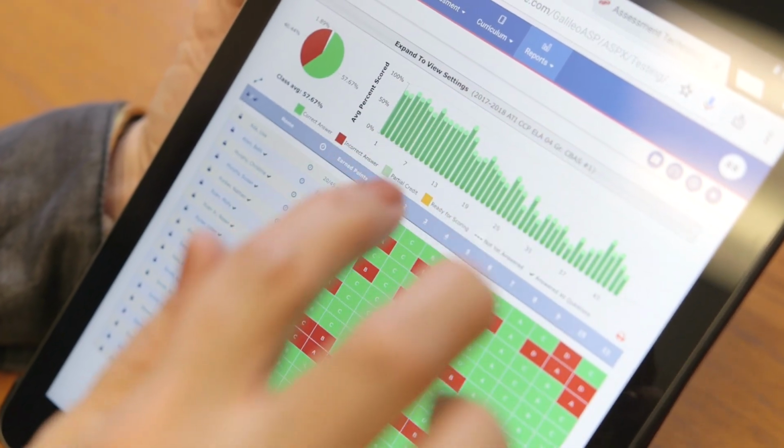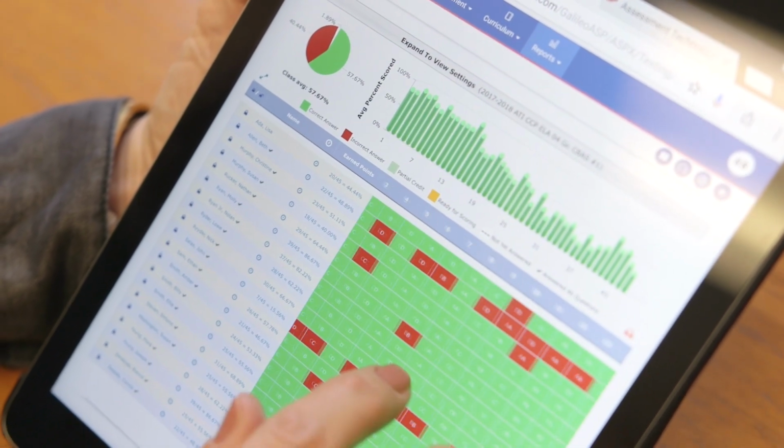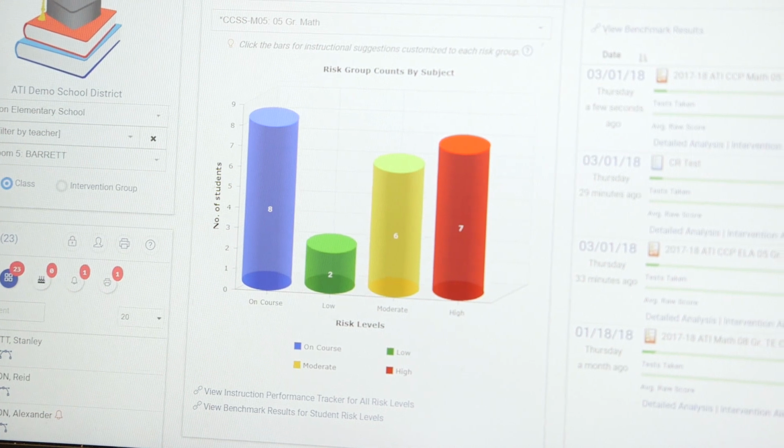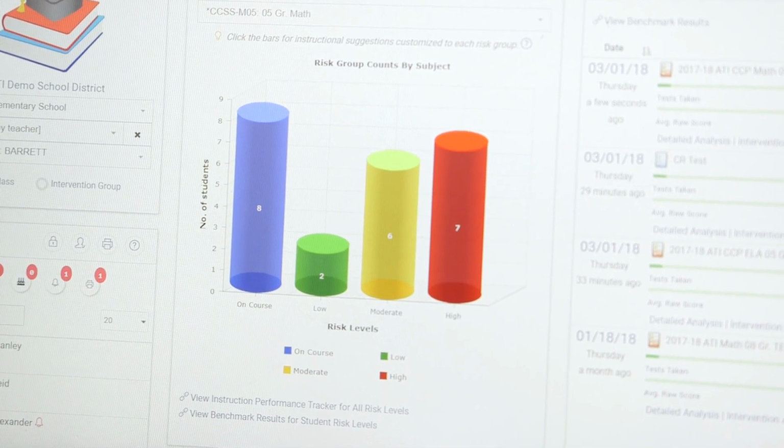Through Galileo, ATI puts the power of IRT in the hands of educators. And when educators make decisions informed by the right data, students are on the right path for success.